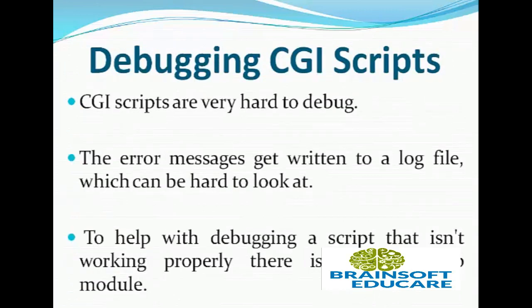Now we are starting with debugging the CGI script. How to debug a CGI script? CGI scripts are very hard to debug. The error messages get written to a log file, which can be hard to look at. To help with debugging a script that is not working properly, there is the CGI::Carp module.